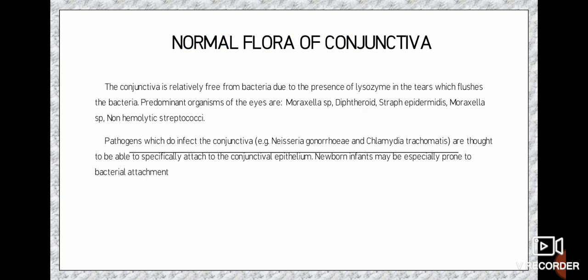And we have the normal flora of the conjunctiva. The conjunctiva is relatively free from bacteria due to the presence of lysozyme in the tears, which flushes the bacteria. Predominant organisms of the eyes are diphtheroids, Staphylococcus epidermidis, Moraxella species, and non-hemolytic streptococci. Pathogens which do infect the conjunctiva are thought to be able to specifically attach to the conjunctival epithelium, and newborn infants may be especially prone to bacterial attachment.